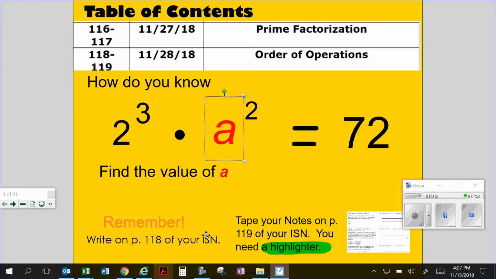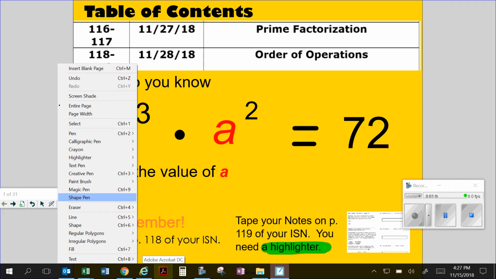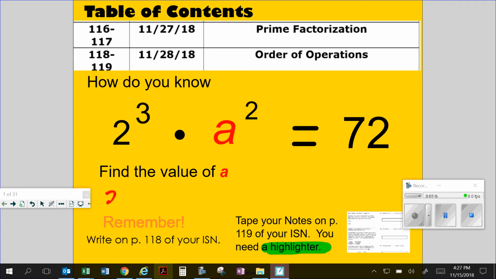Welcome back. There are several ways you can answer this. One way you could do it is the following. What is 2 cubed equal to? The factor is 2. It repeats 3 times: 2 times 2 times 2. A squared, that's A times A, equals 72.